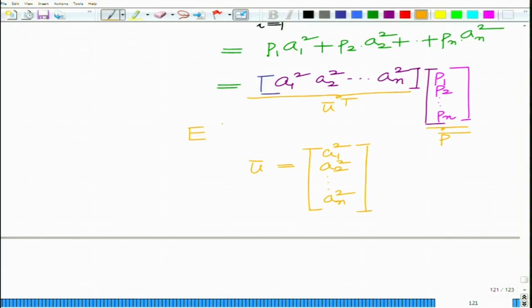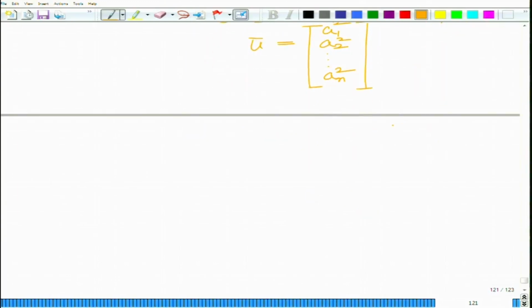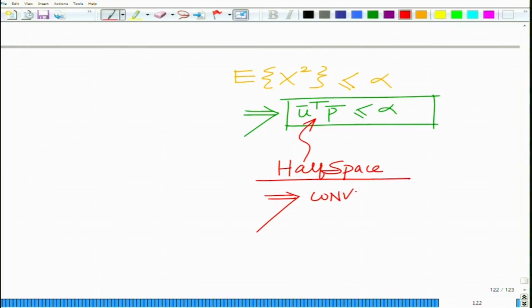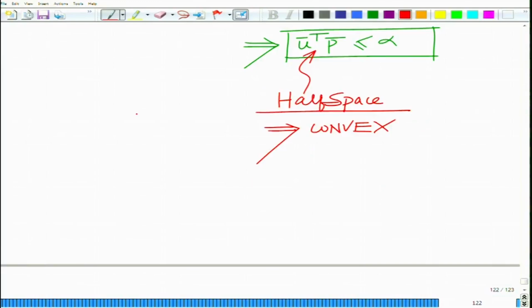So the expected value of x square is u bar transpose P bar, and expected value of x square less than or equal to alpha implies u bar transpose P bar less than or equal to alpha, and you can see this once again corresponds to a half space. Therefore this is convex, and therefore once again the set of all probability vectors P bar such that the expected value of x square is less than or equal to alpha is once again convex.